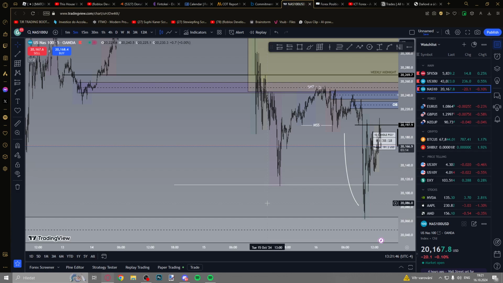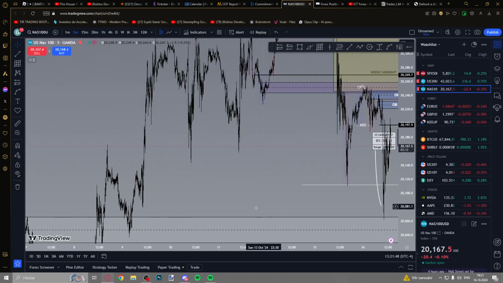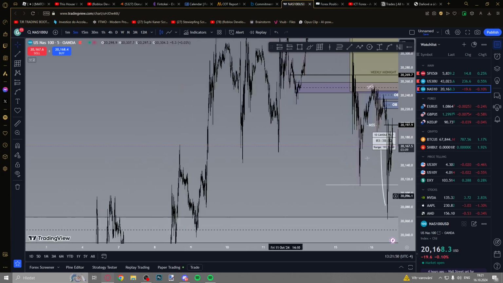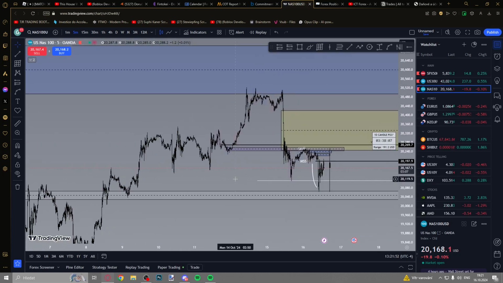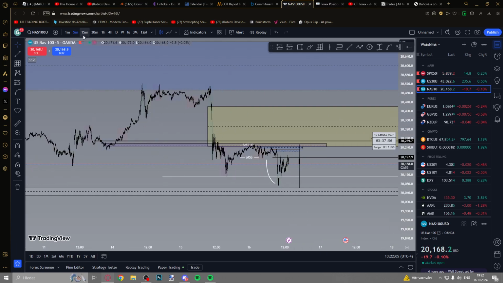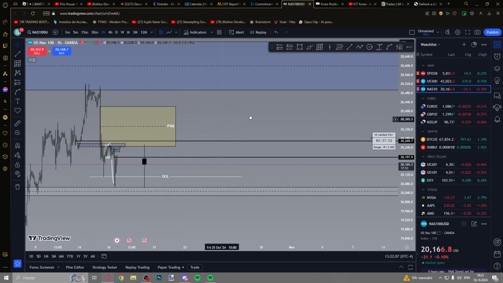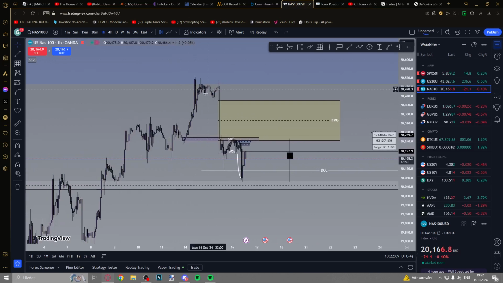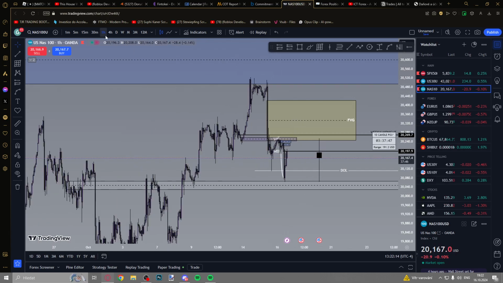All right. We also swept this low, this low, right? You can see how this could also be an original consolidation to a long-term market maker buy model, which I think I already said. I could definitely see us going up there, like I said.